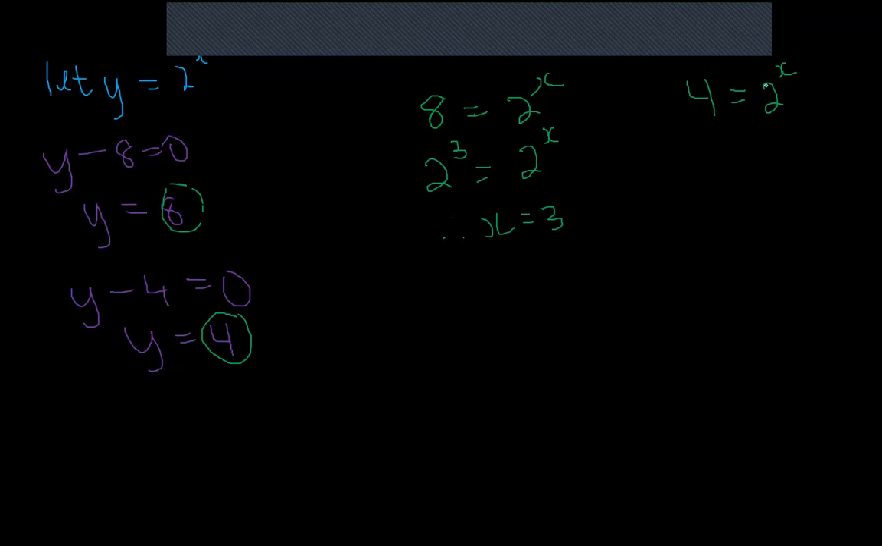4 is equal to 2 to the power of x. Here, we still don't have the same bases. We need the same bases. That's the only way we could solve it, right? So 4 can be written as 2 squared, and this is equal to 2 to the power of x. Therefore, x has to be equal to 2. And since they asked me to solve this exponential equation, my answers are x is equal to 3 and x is equal to 2.